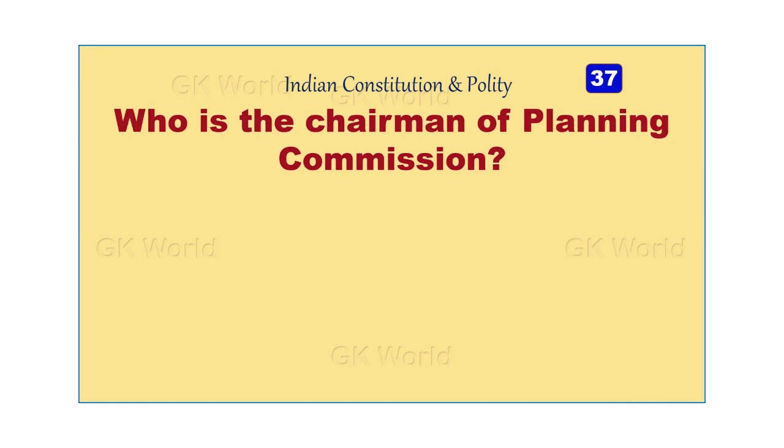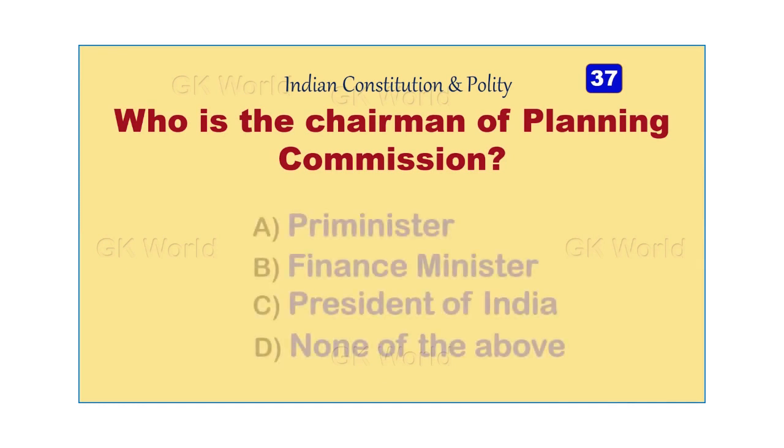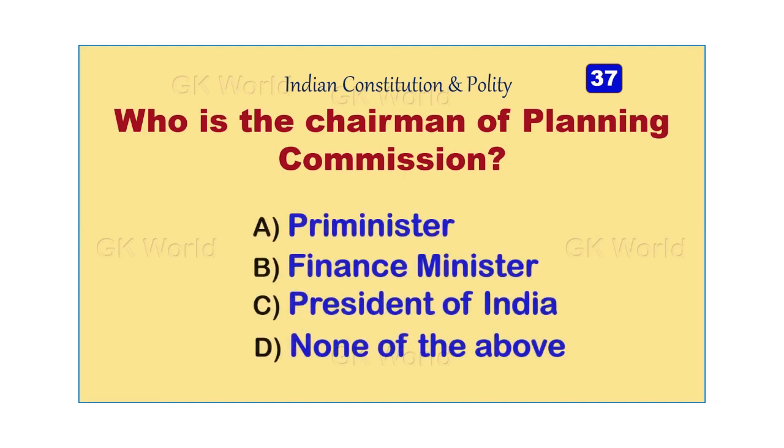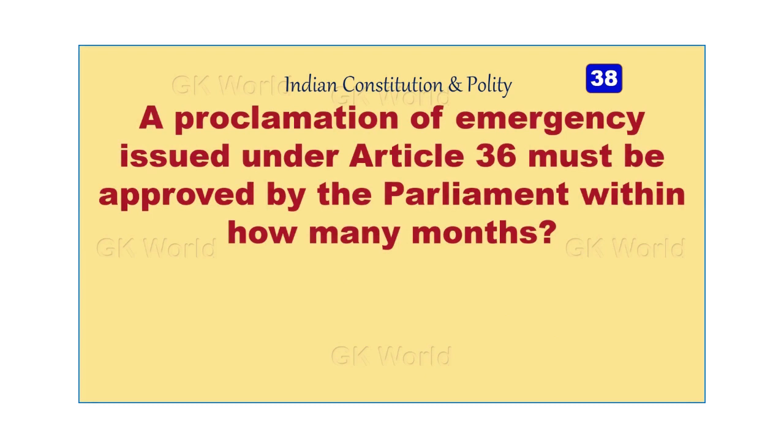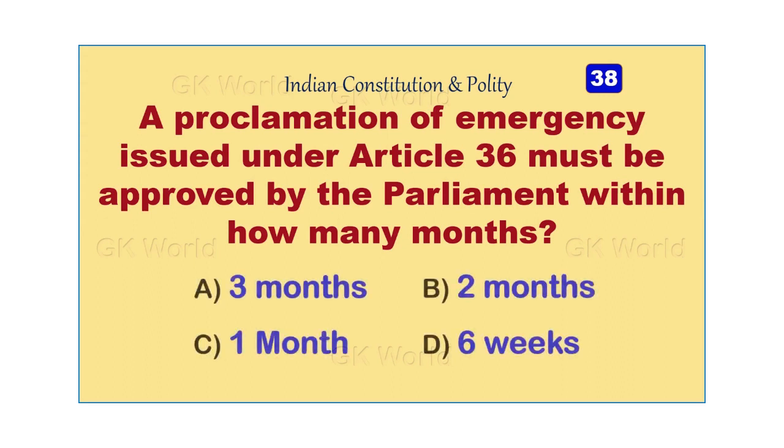Who is the chairman of the Planning Commission? Option A. Prime Minister. A proclamation of emergency issued under Article 36 must be approved by the Parliament within how many months? Option B. 2 months.